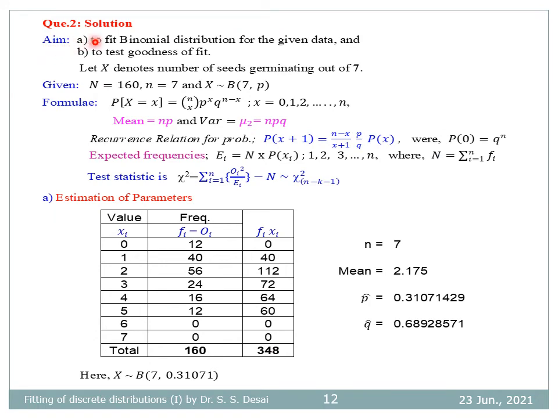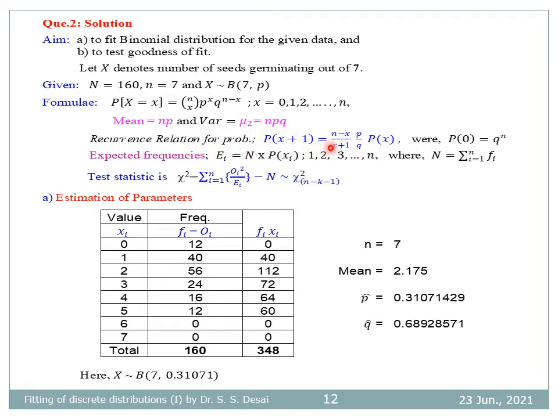Second problem from binomial distribution. So by the procedure, the aim is to fit a binomial distribution for the given data, and the second part is to test the goodness of fit. Let x denote the number of seeds germinating out of 7. So given N is equal to 160, small n is equal to 7, and x follows binomial 7, p. So here, formally, this is the probability mass function of the binomial distribution. Mean is np, variance is npq.